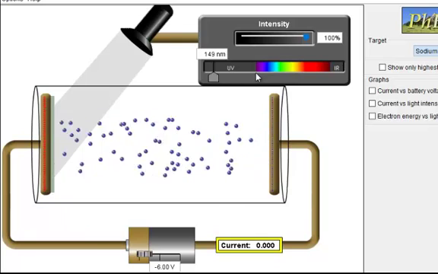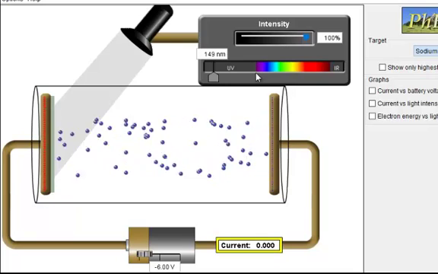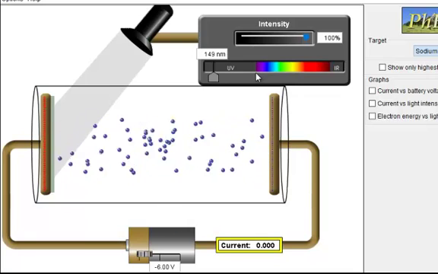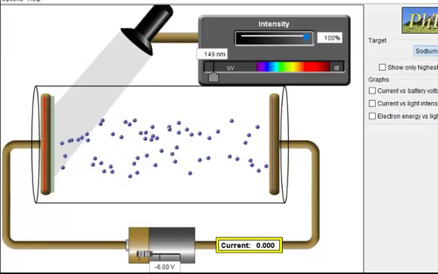For another one, like refraction or polarization, it would actually be waves, because that's the only way that polarization and refraction work. Diffraction, the same thing. All right, and that's actually it for the experiment.